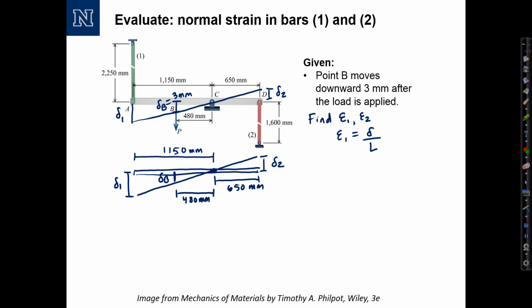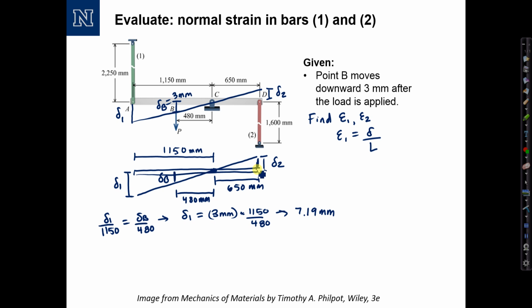Okay, so hopefully you recognize that we can use similar triangles to relate the deflections, and I'll start with delta 1. Remember, delta B is known, so I'll start with the larger triangle. Delta 1 divided by 1150 is equal to the ratio of lengths on the smaller triangle, delta B divided by 480. These are all lengths, so I just went ahead and dropped the units. Let me solve for delta 1 here. Delta 1 is equal to delta B, which is 3 millimeters, times 1150 divided by 480. That gives me, when I calculate it out, 7.19 millimeters.